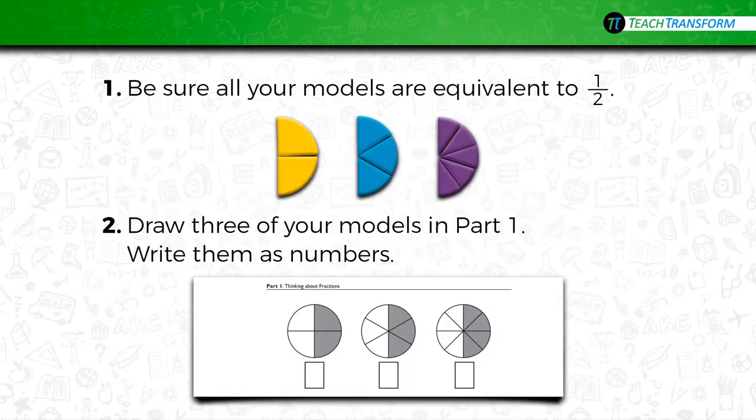So do 2 things now. First, make sure all of your models are equivalent to 1/2, and then draw 3 of your models in part 1 and write the fractions that go with them. Pause the video now and make sure that your models equal 1/2 and draw your fractions on part 1 of your sheet and write them as numbers.